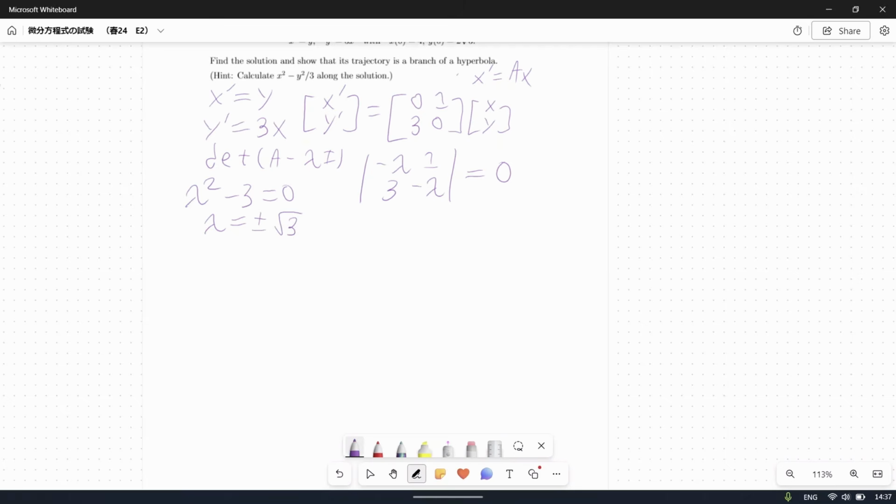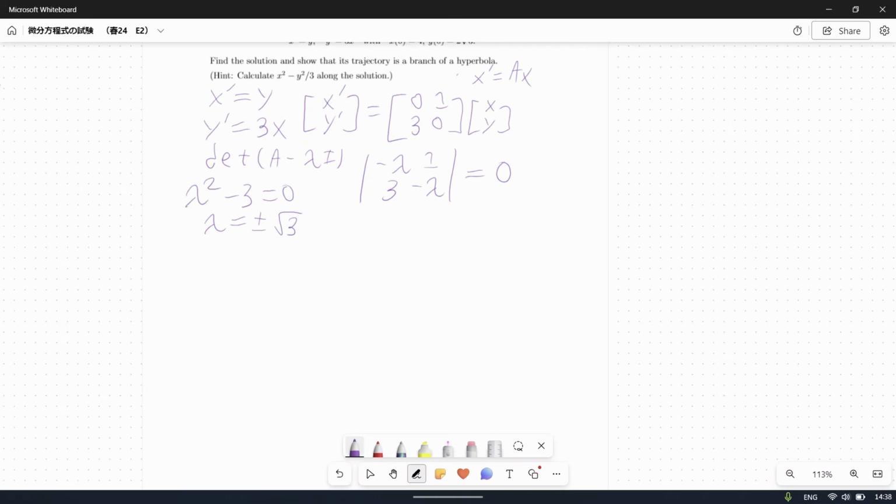And so that's cool. We have two real eigenvalues. One is positive and one is negative. So the phase behavior of this system is we're going to end up with a saddle point. That's going to be important for later. And so with that, we can find the corresponding eigenvectors.